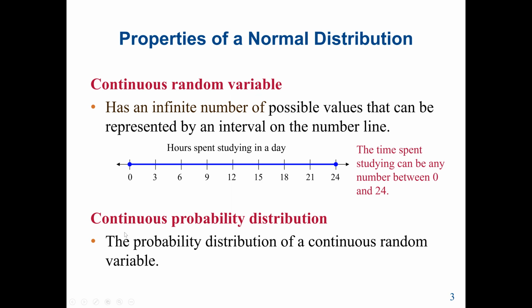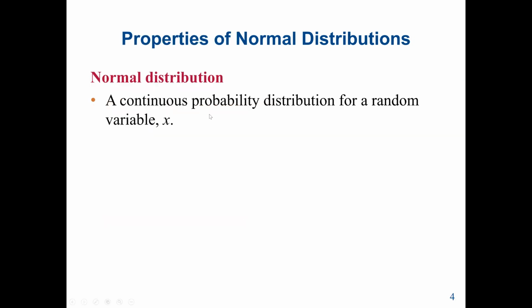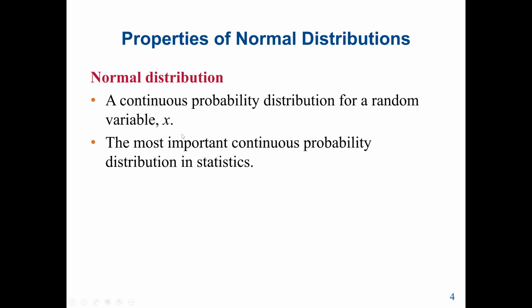Now, a normal distribution is also a continuous probability distribution. We discussed discrete probability distributions such as binomial distributions. So a normal distribution is a continuous probability distribution, that is, the probability distribution of a continuous random variable x, and the most important continuous probability distribution in statistics.